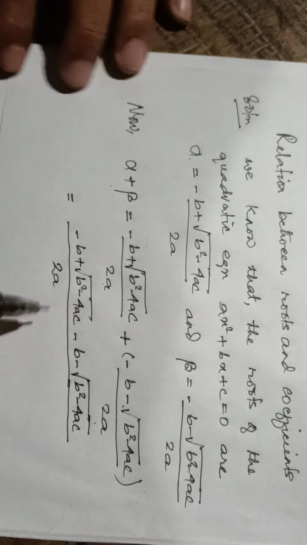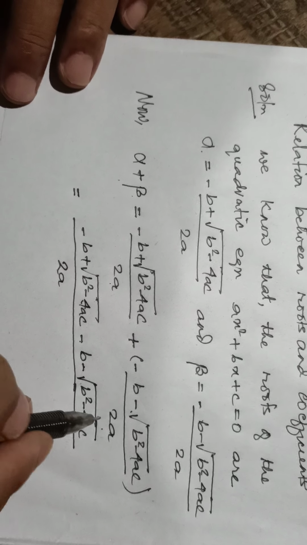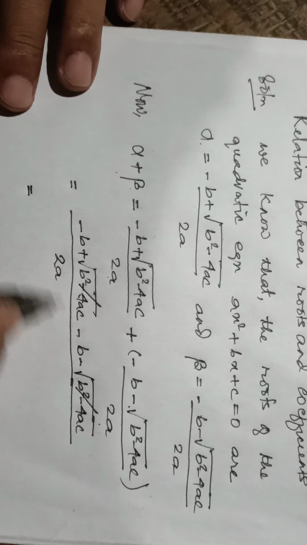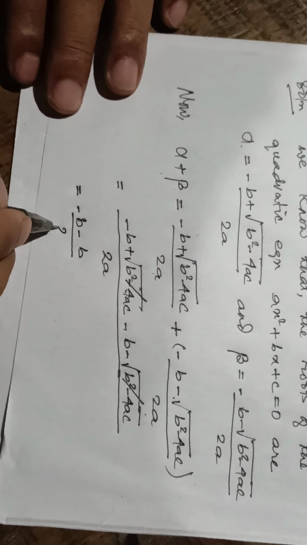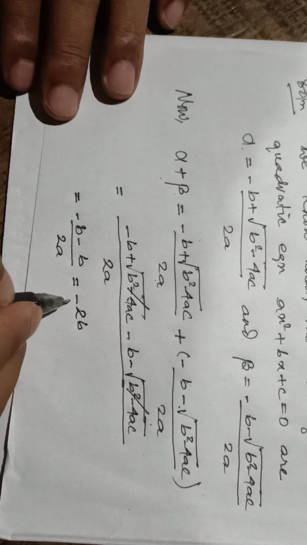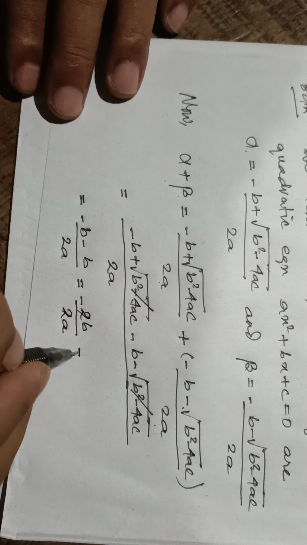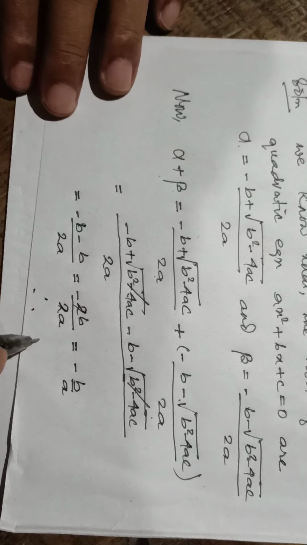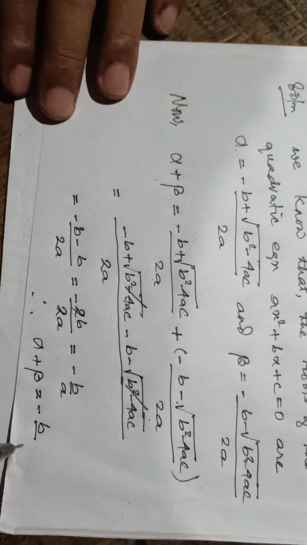Now if you look at the terms here, plus √(b² − 4ac) and minus √(b² − 4ac), these two cancel out, so the remaining values are −b − b, that is −2b, divided by 2a. 2 and 2 can be cancelled out, so you will get −b/a. Therefore the sum of the roots alpha plus beta is −b/a.